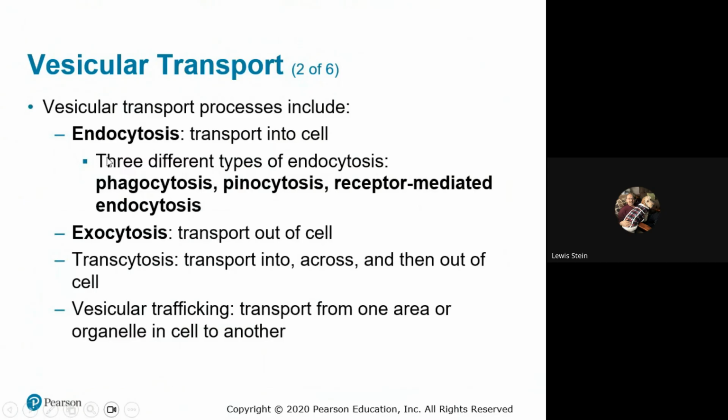Endo, bringing it in. Phagocytosis means eating. Phage is eating. Pinocytosis is drinking, for liquids or oils. And receptor-mediated, they all are, but I think it's very specific when we look at the way the construction of that works. But we will not get to that today.